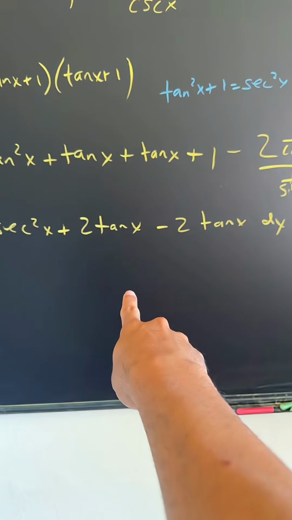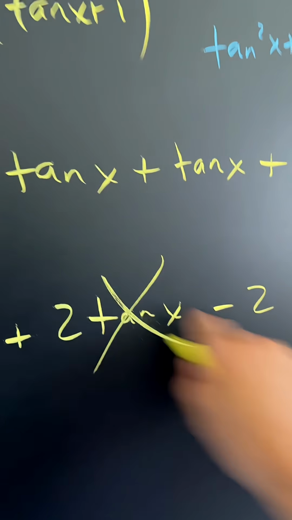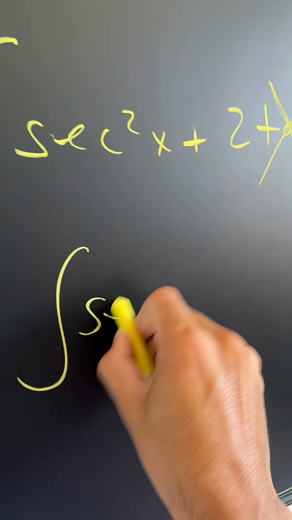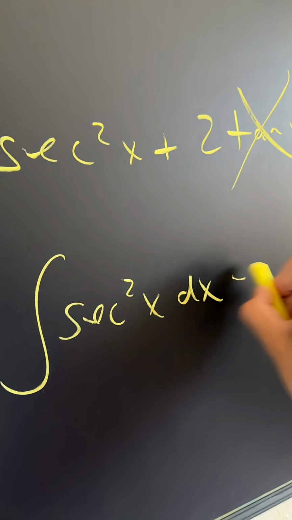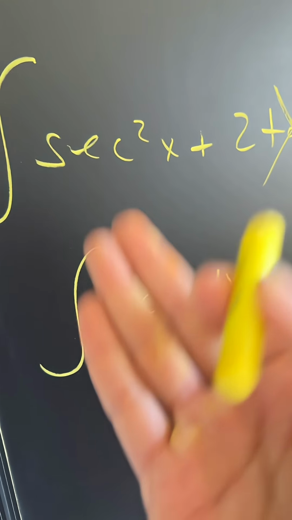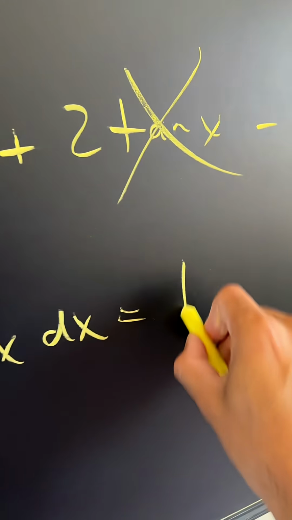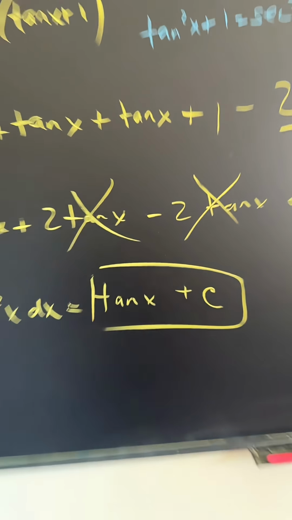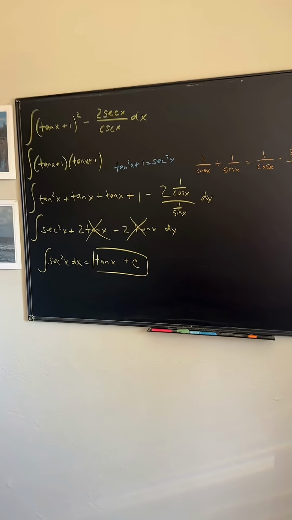And then look what happens. 2 tan x minus 2 tan x, boom, goes away. Isn't that nice? So we're left with the integral of secant squared x dx, which is a very common integral because it's simply the derivative of tangent of x. So this becomes tangent of x. Don't forget your plus C, and you are done. That is problem 39 on the book.